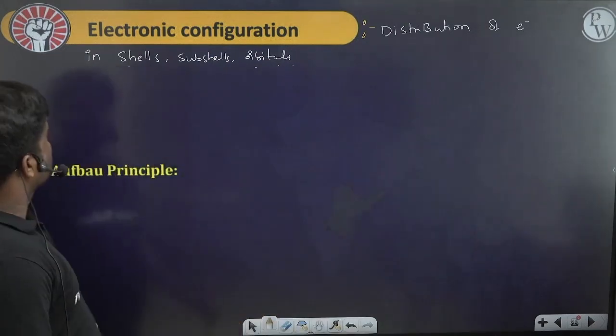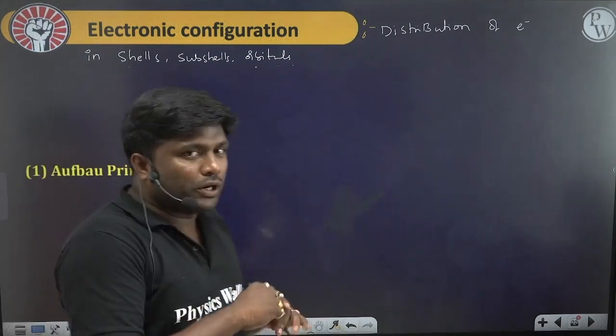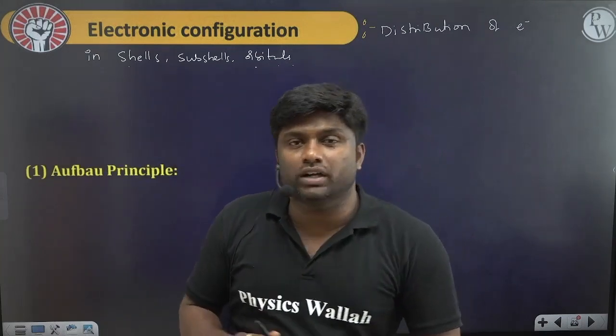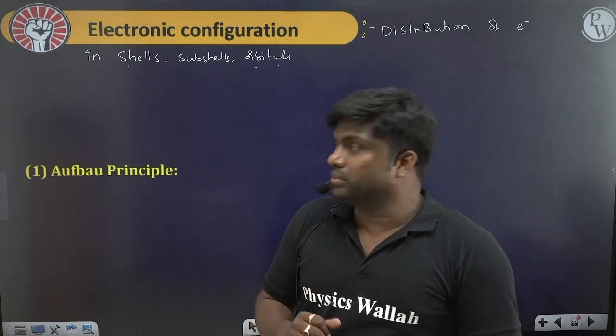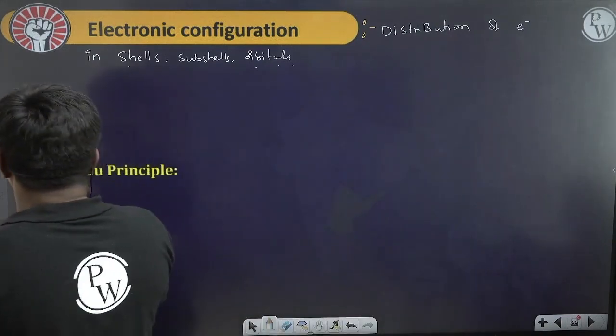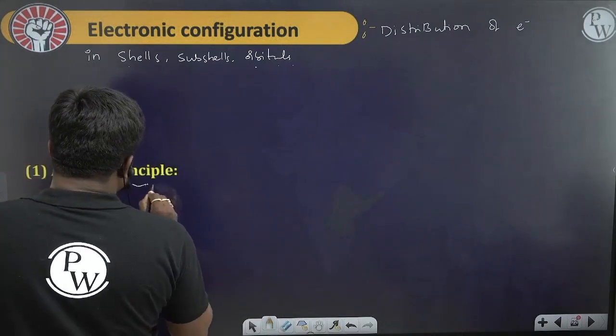Electronic configuration is the distribution of electrons in various shells, subshells and orbitals. So we need to follow certain rules to write the electronic configuration. One is Aufbau principle, Hund's rule and Pauli's exclusion principle. The very first one is the Aufbau principle.